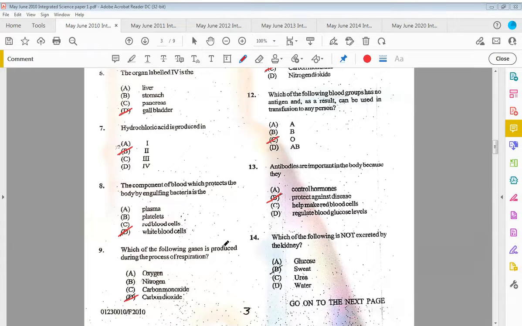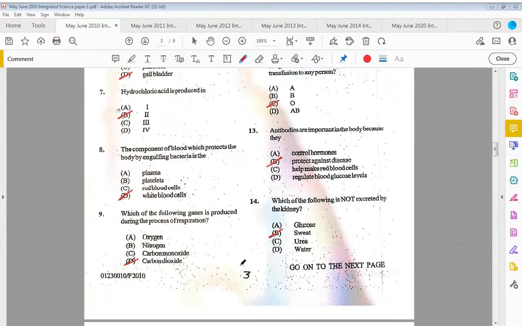14, which of the following is not excreted by the kidney? The answer is sweat. Now, with this question here, we know for sure sweat is through the skin. That has nothing to do with the kidneys.